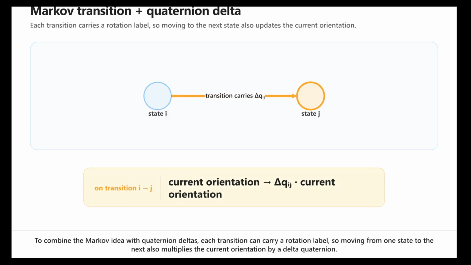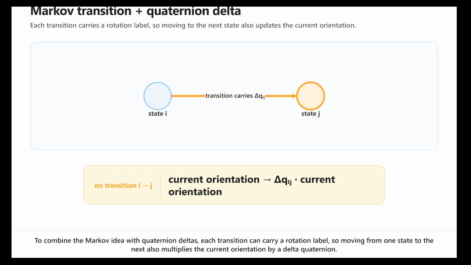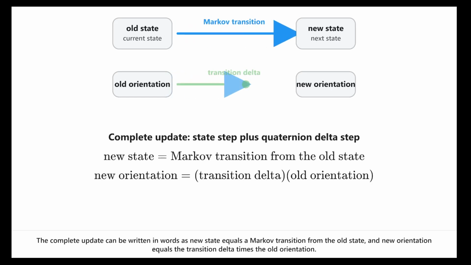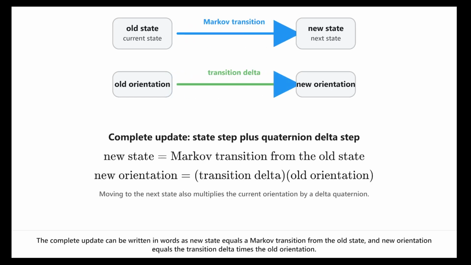To combine the Markov idea with quaternion deltas, each transition can carry a rotation label, so moving from one state to the next also multiplies the current orientation by a delta quaternion. The complete update can be written in words as new state equals a Markov transition from the old state, and new orientation equals the transition delta times the old orientation.